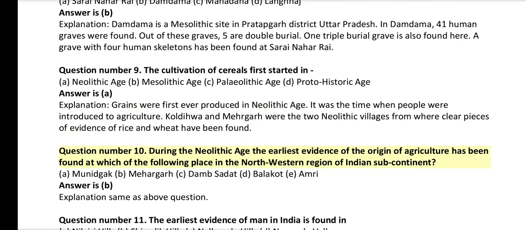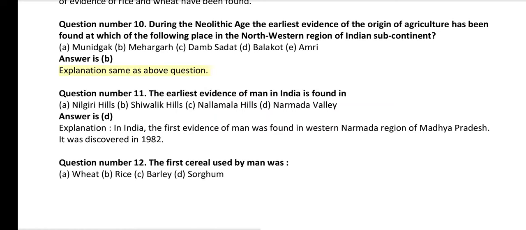Question number 10. During the Neolithic age, the earliest evidence of the origin of agriculture has been found at which of the following places in the northwestern region of the Indian subcontinent? A. Mundigak, B. Mehrgarh, C. Damb Sadaat, D. Balakot, E. Amri. Answer is B. Explanation same as above question.